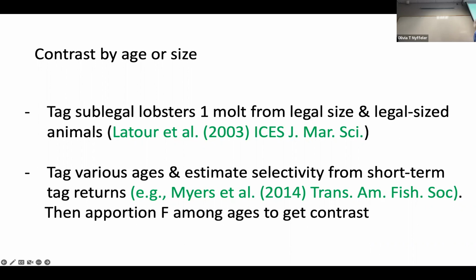If you do that, then you basically can apportion the fishing mortality among ages to get contrast. So you're getting your fishing and natural mortality. Again, if you don't follow the details of it, try to just follow the logic that it's the contrast that's allowing you to separate them.